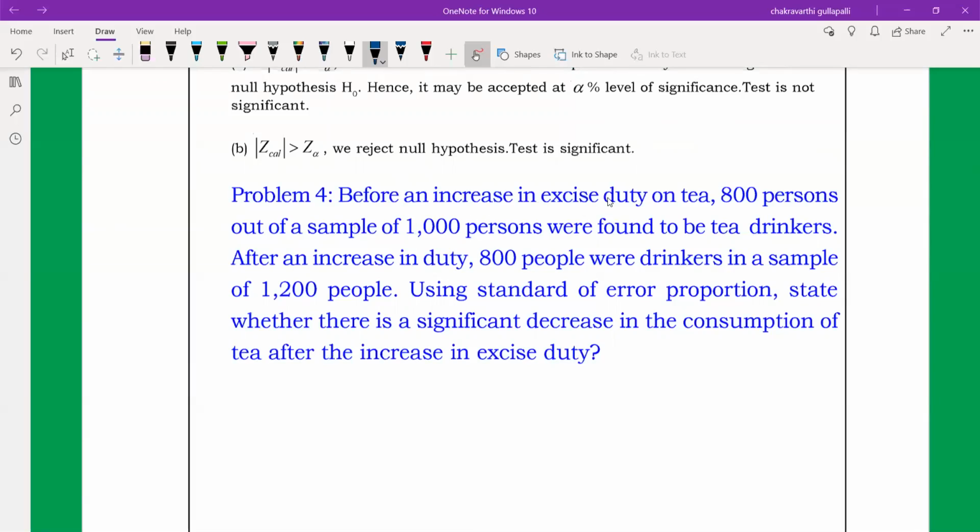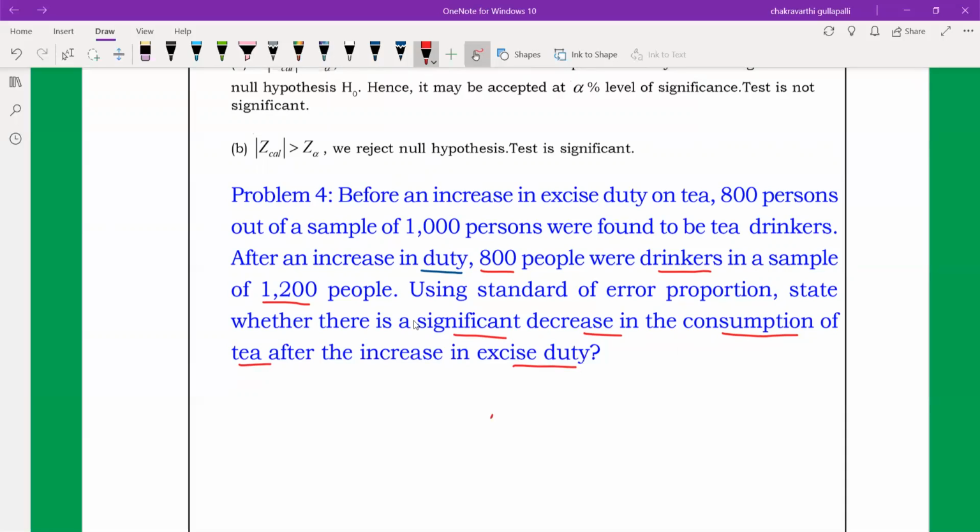Before an increase in excise duty on tea, 800 persons out of a sample of 1,000 persons were found to be tea drinkers. After an increase in duty, due to tax, 800 people were tea drinkers in a sample of 1,200 people. Using standard error of proportion, state whether there is a significant change in the consumption of tea after the increase in the excise duty. Is there a chance the proportion decreases after the increase in excise duty?